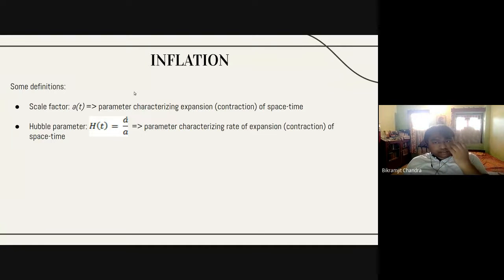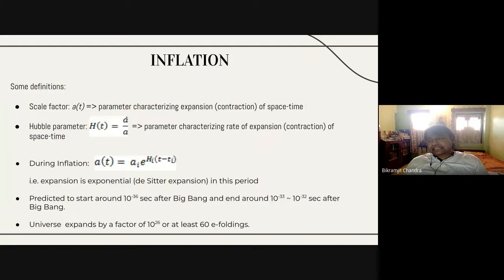What Guth's idea in inflation was that very, very quickly after the Big Bang, the universe had an exponential increase in its expansion. And that's why we have an e to the power of this. The expansion of the universe was exponentially fast. This is called the de Sitter expansion. And with all of the work that we've done, we expect it to have started 10 to the power minus 36 seconds after the Big Bang. This is an incredibly tiny period of time.